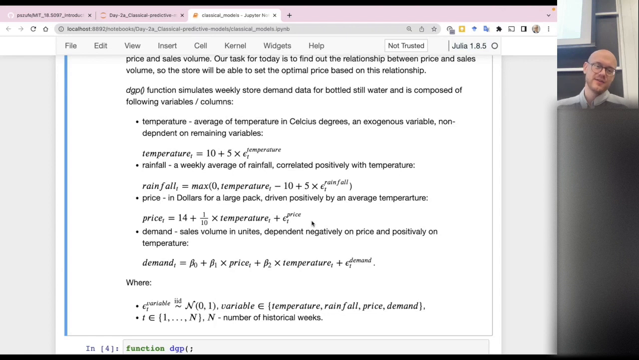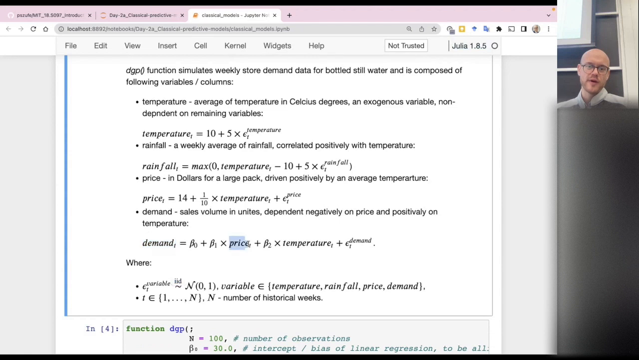And finally, what will be our target variable, or our dependent variable, is demand, the sales volume. This will be dependent on price. Of course, economists assume the effect is negative.